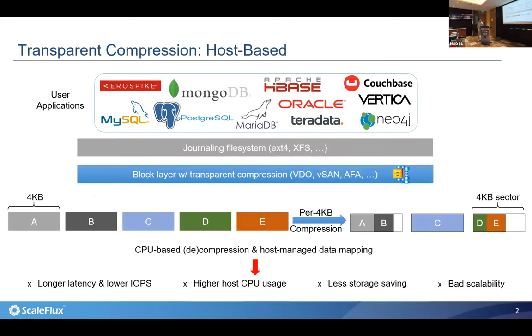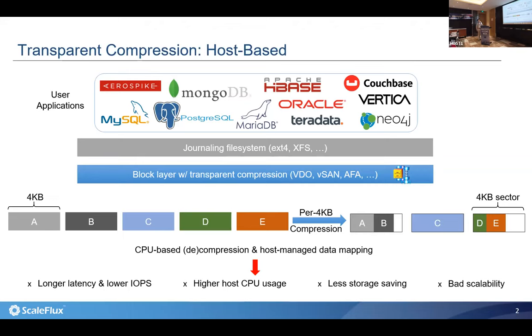Okay, let's first take a look at the concept of transparent compression. Generally, there are two categories for transparent compression, including the host-based and device-based. For the host-based transparent compression, the compression functionality is usually handled by the Linux block layer. And the block layer is responsible for data compression and decompression, and also needs to handle the storage management before and after data compression. All the up-level software like MySQL, PostgreSQL, or MongoDB do not have a sense that data is compressed. So this is why it is called transparent compression.